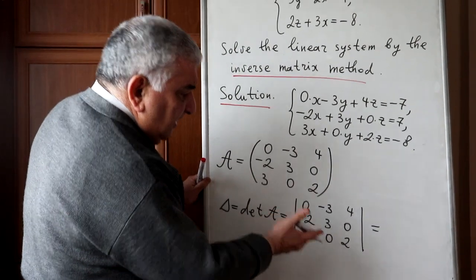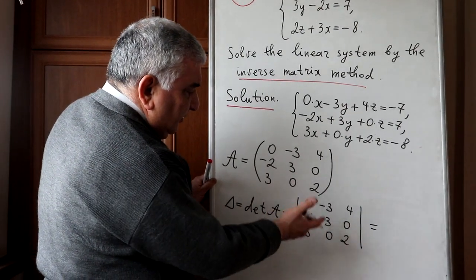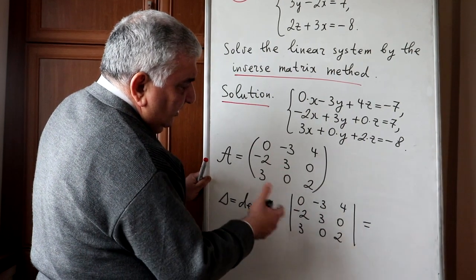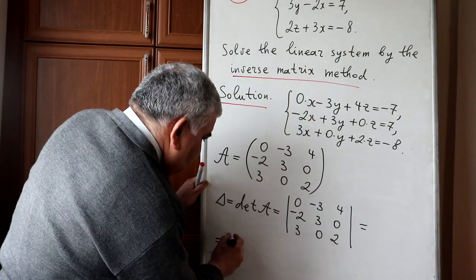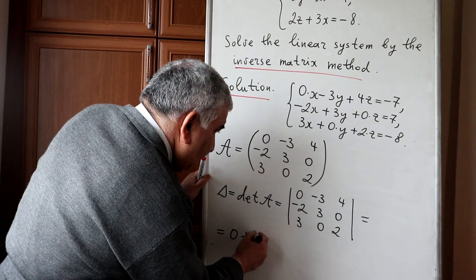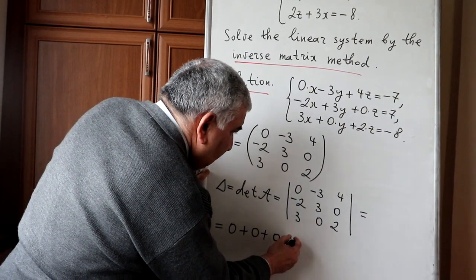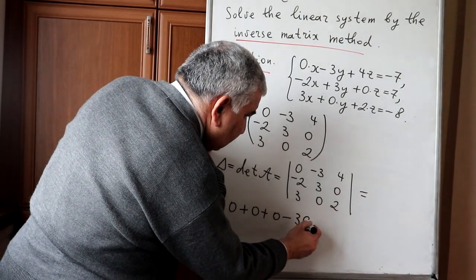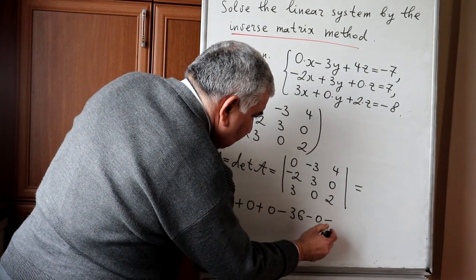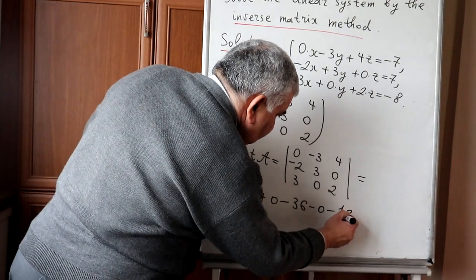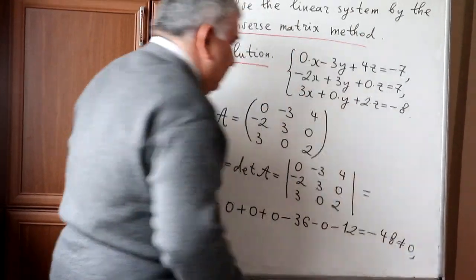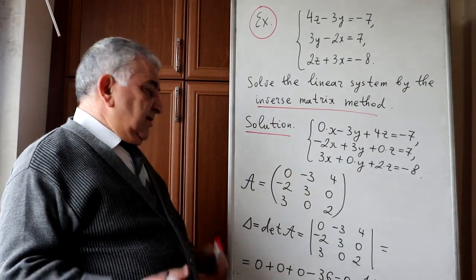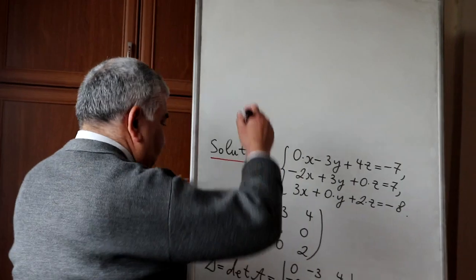You can use any method of calculation of the third order determinant. Usually I use the triangle method. 0 plus 0 plus 0 minus 36 minus 0 minus 12 equals minus 48, isn't equal to 0, and it means that the inverse matrix exists. Now find the inverse matrix itself.